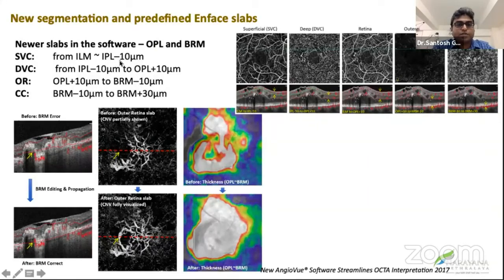And there's another thing which is described, wherein they have adjusted the slabs. They have reduced the slab at different layers, or added 10 microns to different slabs, or 30 microns to the CC layer. So if you look at a CNVM lesion here, when we adjust the slab to the Bruch's membrane, the CNVM can be seen in its totality. I mean, rather than seeing a partial membrane, you can see the slab as a volumetric thing. So even a volumetric analysis can be done, most probably with post image acquisition processing.